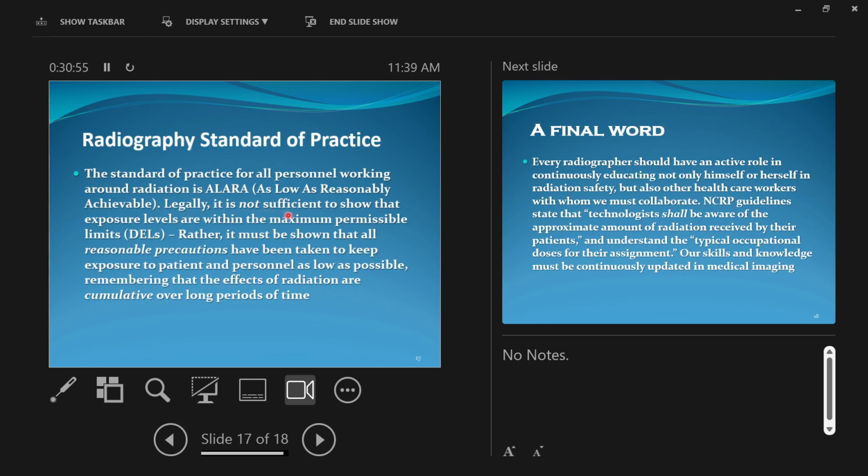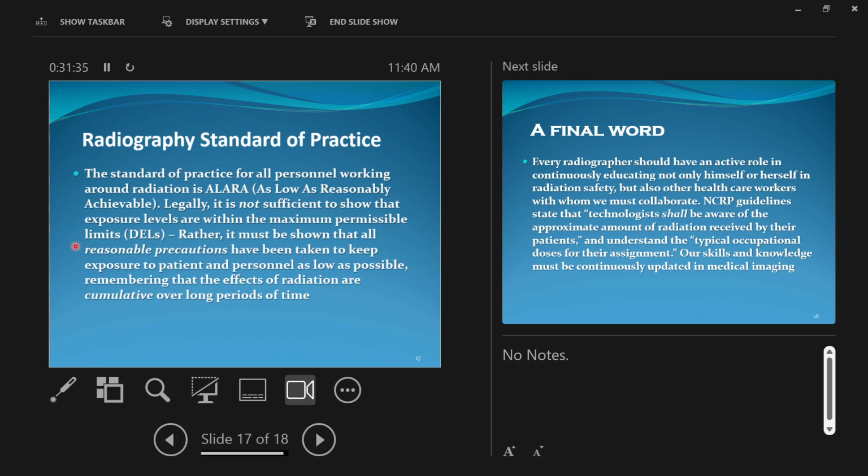Legally, it is not sufficient to show that exposure levels are within the maximum permissible. Rather, it must be shown that all reasonable precautions have been taken to keep exposures to the patient and personnel as low as possible. So it's not okay for an X-ray tech. X-ray techs have a yearly, well, maybe you guys can tell me before I just blurt it out. What's the yearly dose limit for an X-ray tech? A little higher. It's in millisieverts, if that helps. 50 millisieverts, okay? That's the yearly maximum allowable, 50 thousandths of 1 sievert for a year.